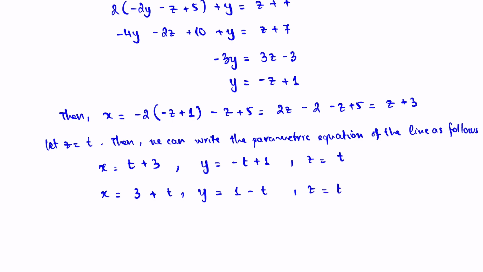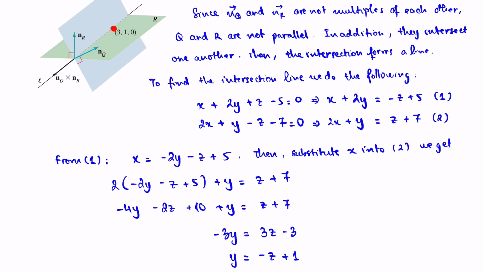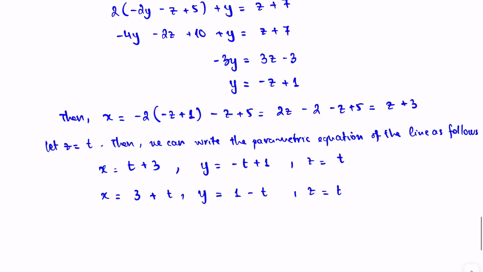So these are the parametric equations of the line with the point (3, 1, 0), as you can see here in the image, and the direction vector (1, -1, 1). That's how you find the equation of the line of intersection between two planes.